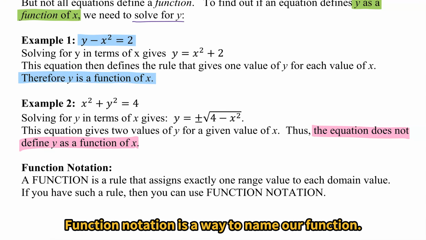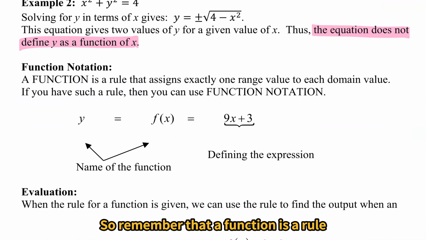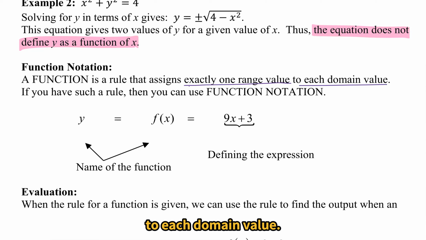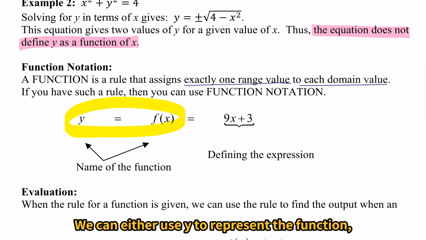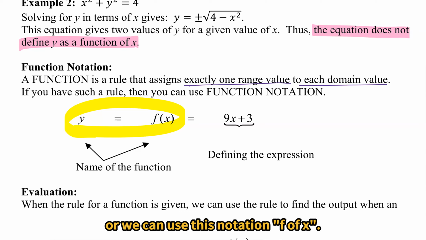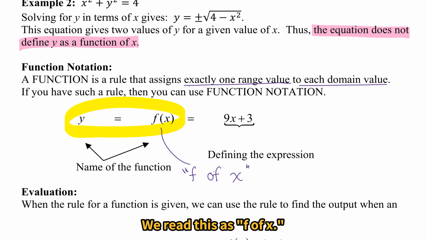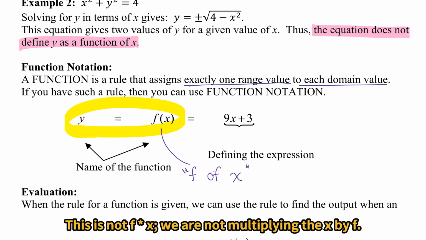Function notation is a way to name our function. So remember that a function is a rule that assigns exactly one range value to each domain value. If we have a rule, then we can use what's called function notation. We can either use y to represent the function, or we can use this notation f of x. We read this as f of x. This is not f times x. We are not multiplying the x by f.